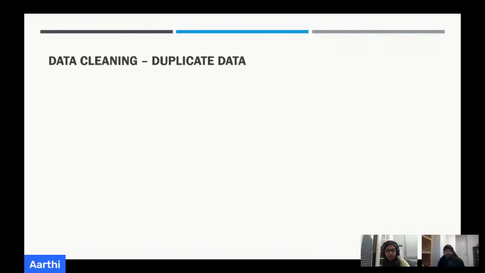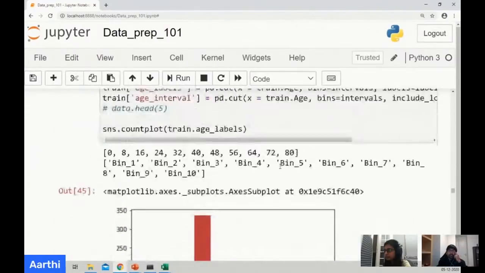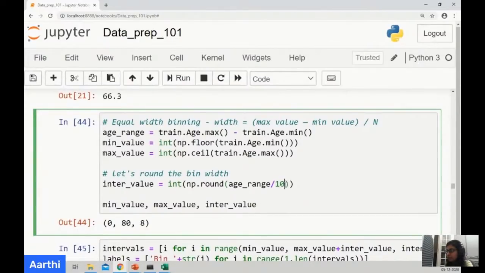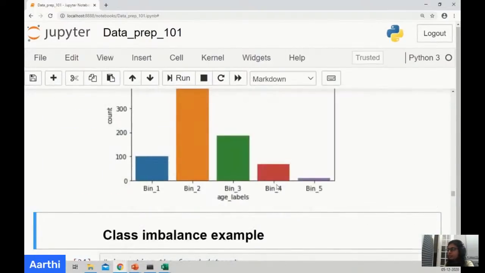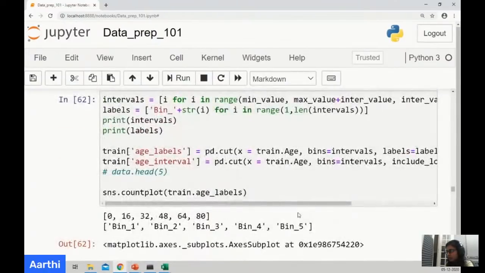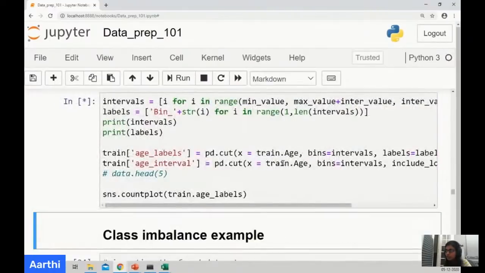Let me go back to the code. So here, what we are doing is based on the minimum and maximum. Let us say we have 5 bins, 5 groups that you want to create, right, on the age. So all the outliers will get covered in bin 5. If you want to be a little bit more lenient with your data, and you want to have the distribution at a much more granular level, you can change the bins to 10.